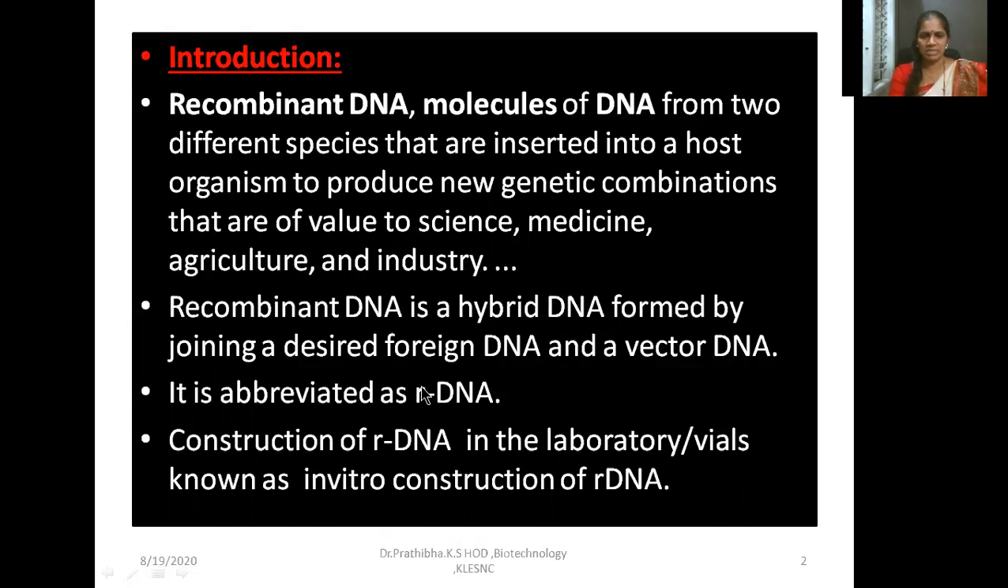R stands for recombinant. Construction of recombinant DNA in the laboratory or in vitro, outside the host system or outside the cell, is known as in vitro construction of recombinant DNA. We are constructing recombinant DNA outside the host system or outside the cell. Only for the replication and transformation, we are using the host cell. This construction will be done in the laboratory, so it is known as in vitro, outside the cell, outside the host, outside the living system.